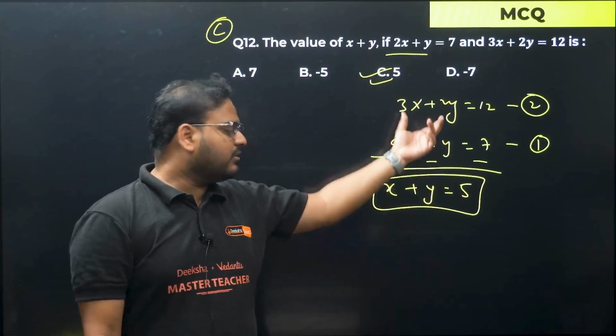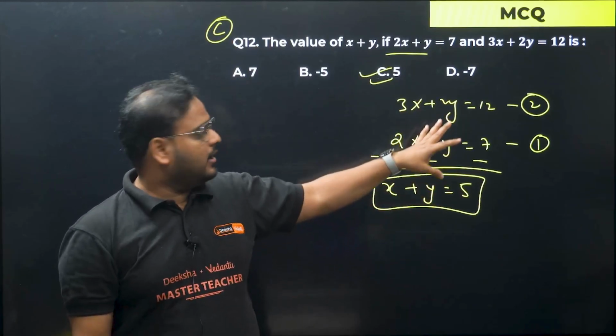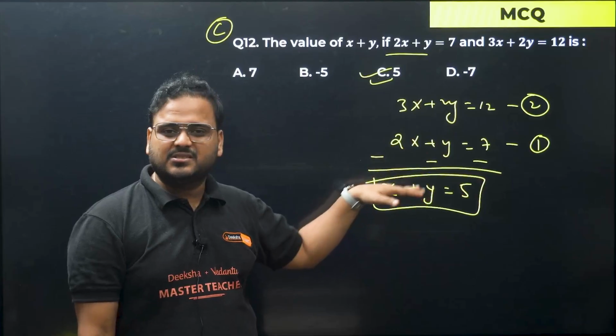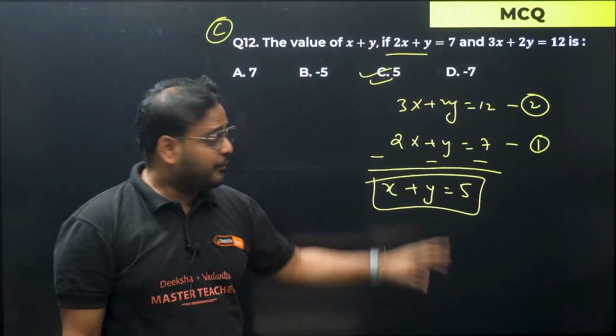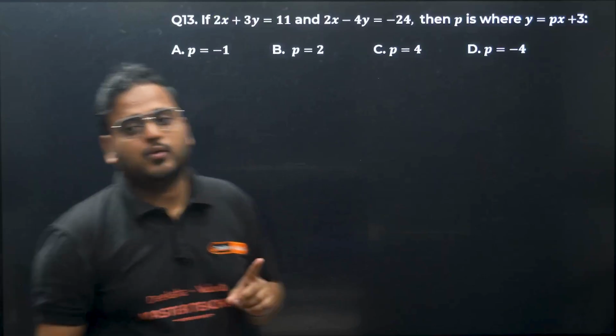So you can solve the equation and get the answer, or usually, if it's possible, try to see some changes. If you make them, you get the sum of both variables. You have questions like this. First MCQ is over. Second question.